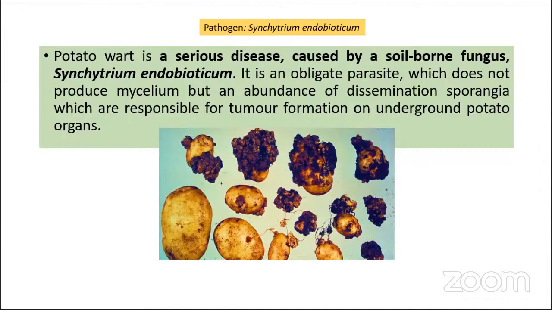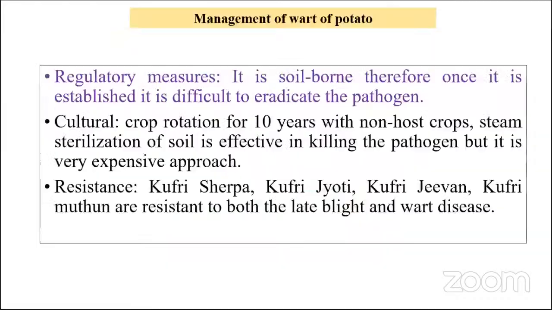It requires the living host for the completion of the life cycle, because it does not depend on an alternate or any collateral host or dead plants. This fungus has enormous numbers of sporangia, and these sporangia get transferred from one place to another and affect the crop plants. So for management of wart disease, we need regulatory measures.